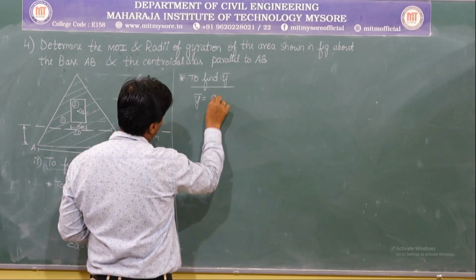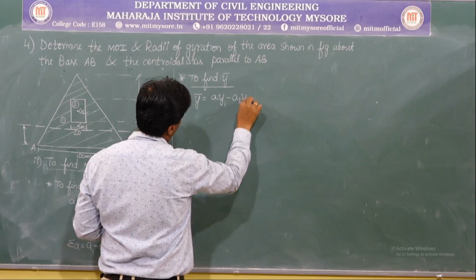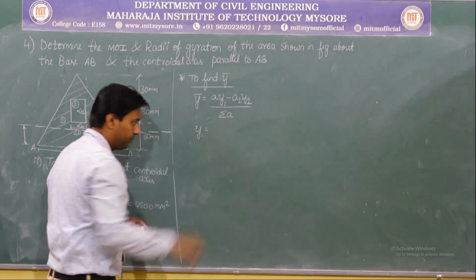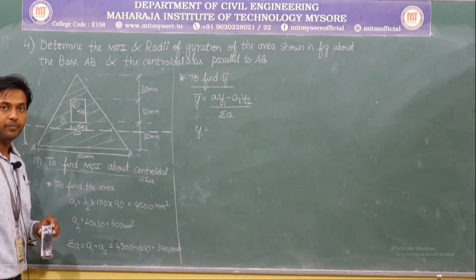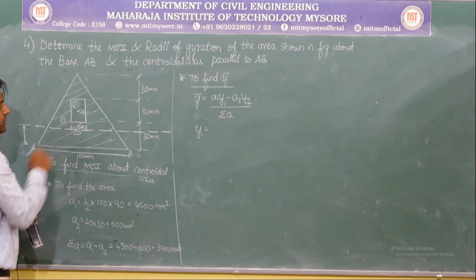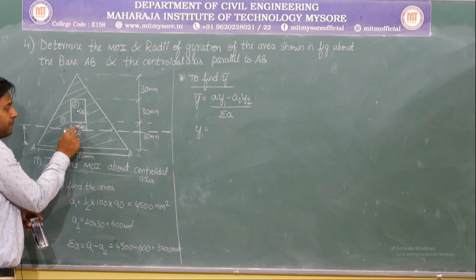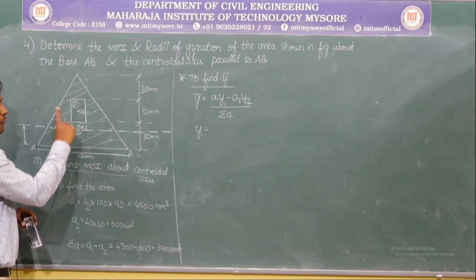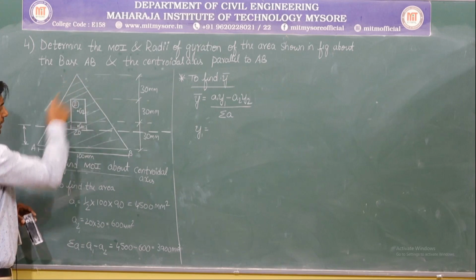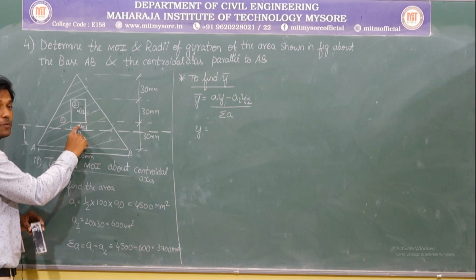y bar is equal to (A1 y1 minus A2 y2) whole divided by sigma A. So then what is y1? Let us try to calculate it. y1 is the distance between the centroid of the concerned diagram and the reference axis. If I want y1, I need to touch this one. So it's a triangle. For a triangle, what is the centroidal distance? I think you people remember it is h by 3.